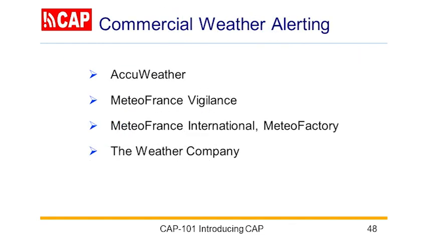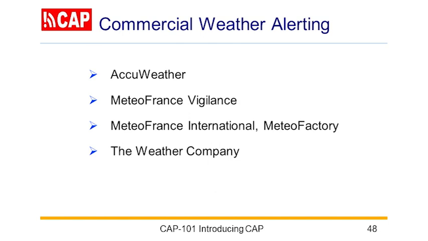Let me turn to commercial. And first I'm going to talk about commercial weather alerting. AccuWeather has integrated publicly available warnings from the governments of over 50 countries, many using CAP, into AccuWeather.com. And they reach 1.5 billion people globally in over 100 languages.